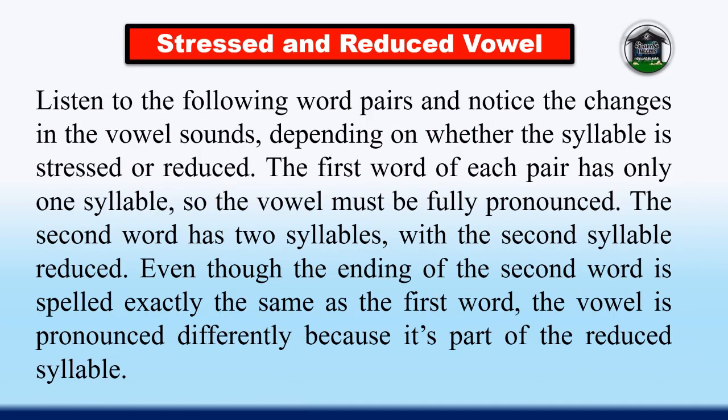Stressed and reduced vowels. Listen to the following word pairs and notice the changes in the vowel sounds depending on whether the syllable is stressed or reduced. The first word of the pair has only one syllable, so the vowel must be fully pronounced. The second word has 2 syllables, with the second syllable reduced. Even though the ending of the second word is spelled exactly the same as the first word, the vowel is pronounced differently because it is part of the reduced syllable.